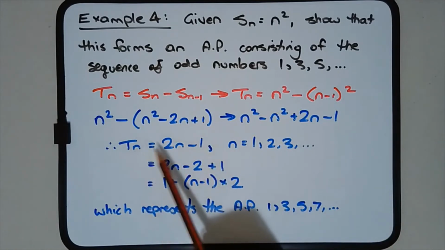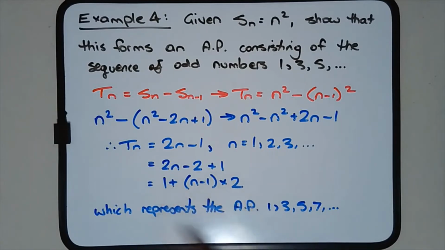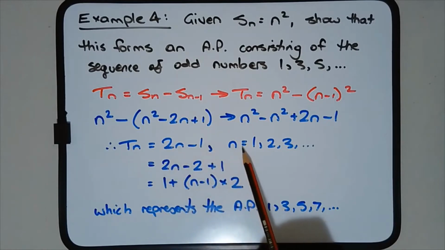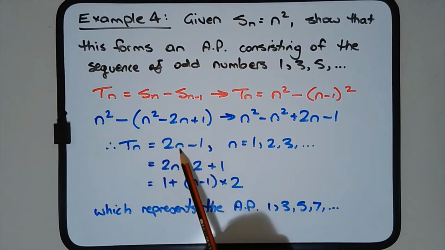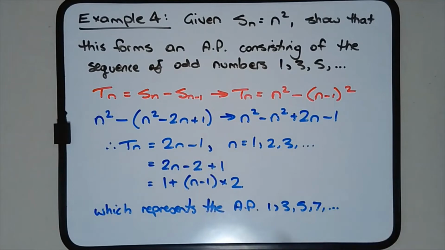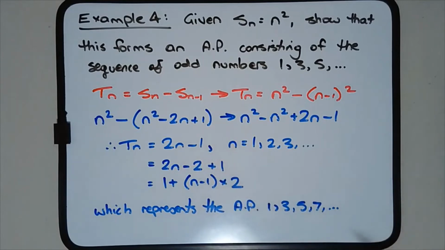Now we can express Tn equals 2n minus 1 in A plus n minus 1 D form. And we can see that this represents the AP 1, 3, 5, 7, 9, and so on. I've just included that so you can see that it can be expressed using the A plus n minus 1 D form. However, we don't need to express it in this way. We can still use just 2n minus 1. So if you substitute n equals 1 into this nth term formula, 2 times 1 is 2, minus 1 is 1. Substitute n equals 2. 2 times 2 is 4, 4 minus 1 is 3, and so on.